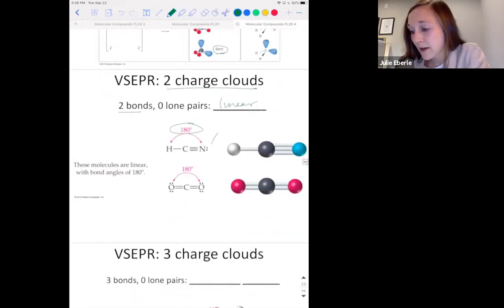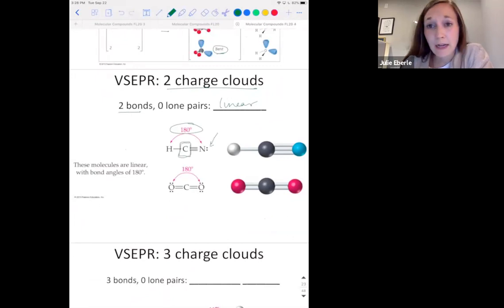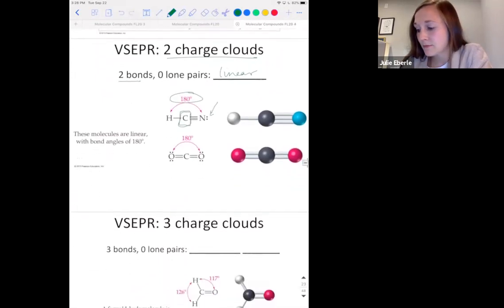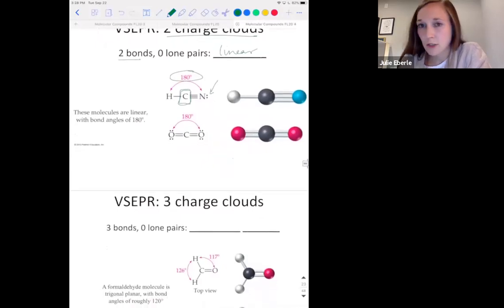Again, just because you have lone pairs on the perimeter atoms, that does not necessarily affect your geometry for your central atom. We're just naming the geometry for the central atom, which is carbon here. And then carbon dioxide, again, is a great example, okay? Questions on linear and how we name it.